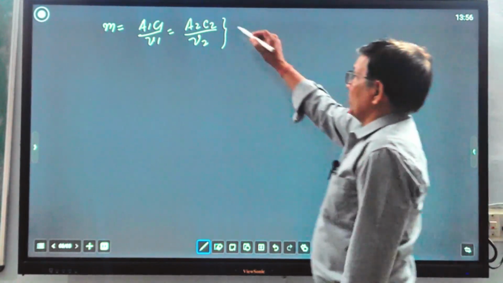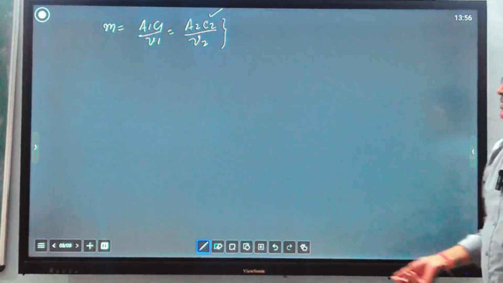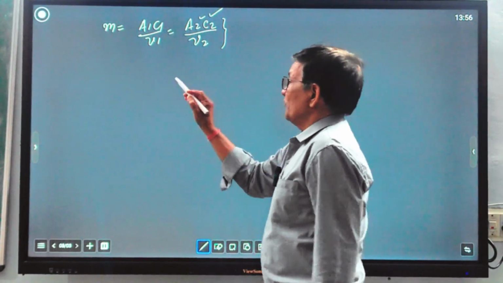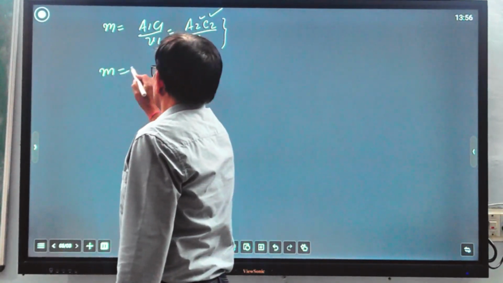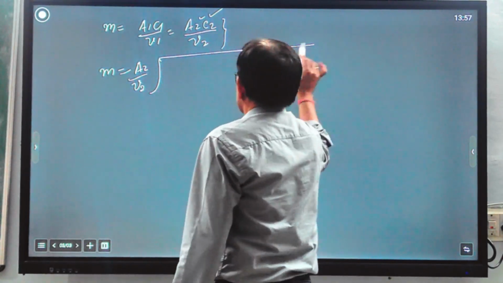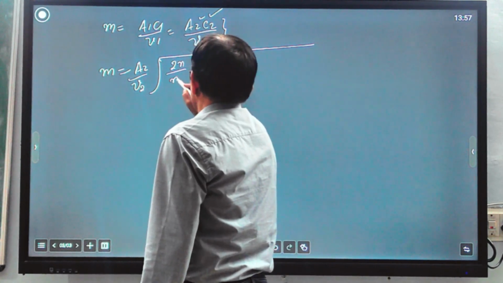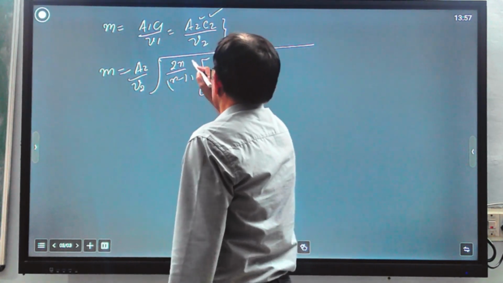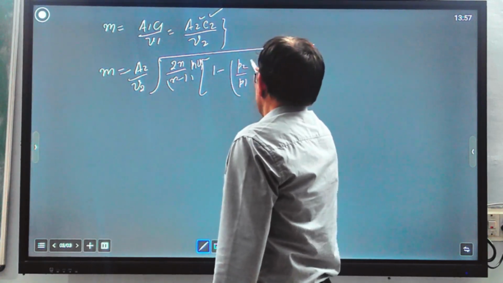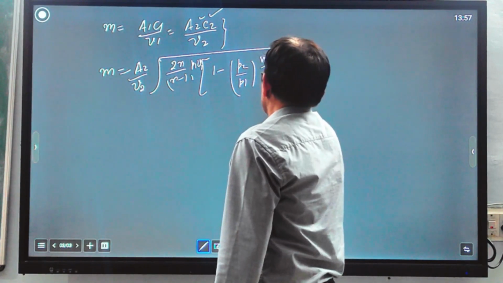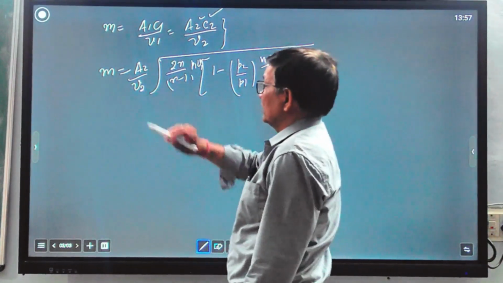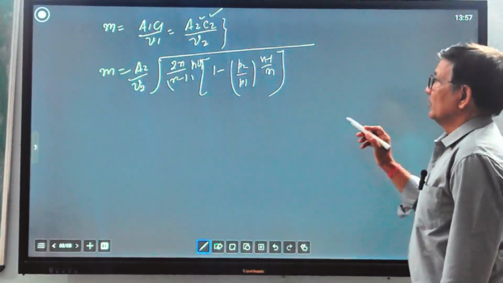So here we want to calculate the mass flow rate at the exit, or both will be the same. We use this because we have calculated C2. So we will find m equal to A2 upon V2, and for C2 we put here the value 2n upon n minus 1 in bracket P1 V1, 1 minus P2 by P1 to power n minus 1 upon n. Because V2 is also there, we have to find V2 in terms of P1 V1.